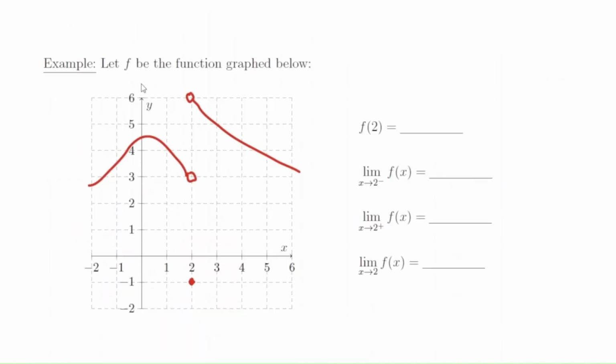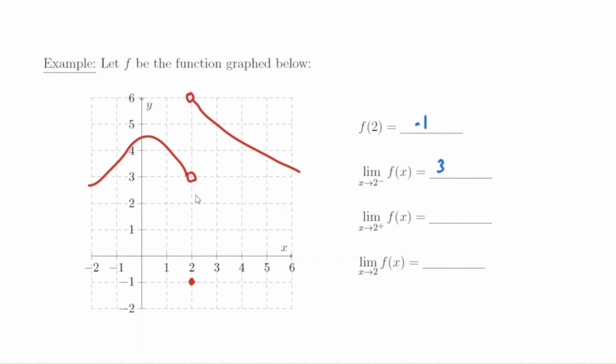Okay, let's look at one more function here. Let f be this function. Okay, what is f of 2? Well, notice f of 2 is down here at minus 1. Okay, what is the limit as x approaches 2 from the left? And again, this is positive 2, but we're approaching from the left. Well, as we approach 2 from the left, our outputs are really close to 3. They're approaching 3, so we get 3.